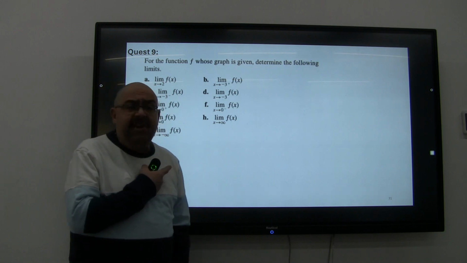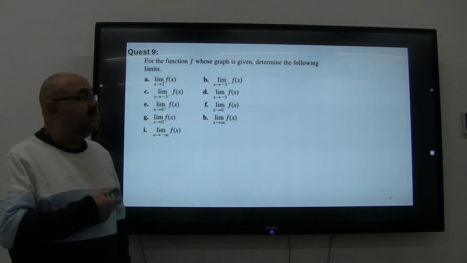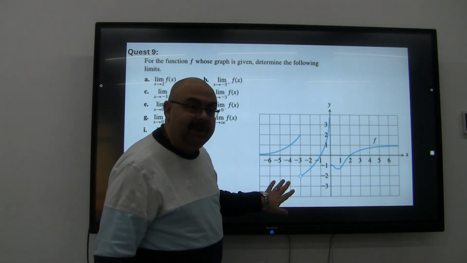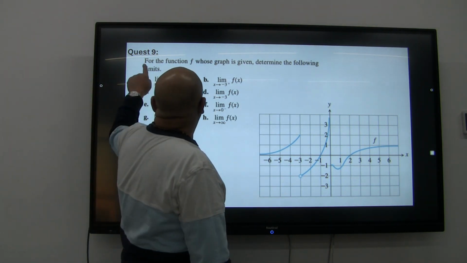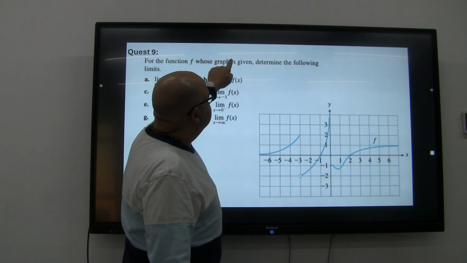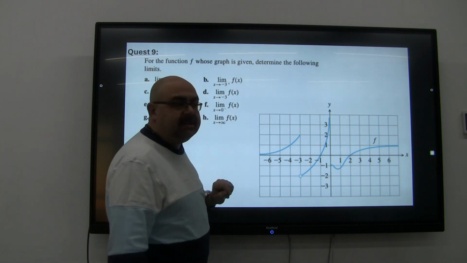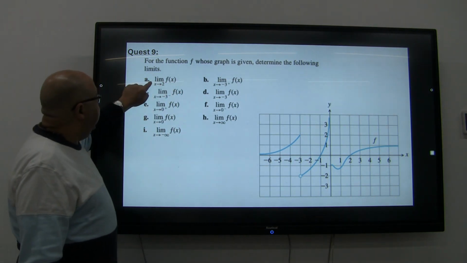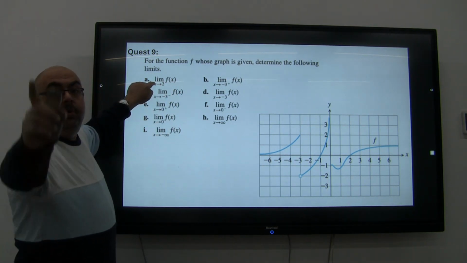This is really a very nice problem. He is giving you the function and the sketch of this function and asking you about the limits. Here, for the function f, whose graph is given, determine the following limits. Only the limits, okay. I need to find the limit as x tends to 2.